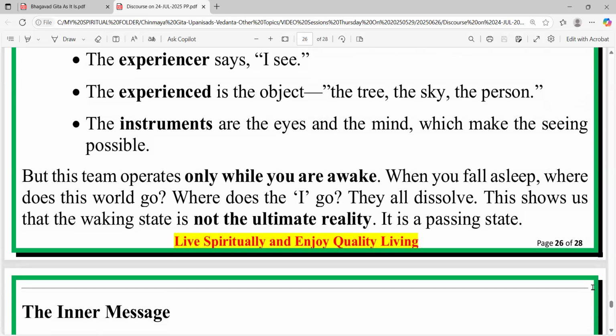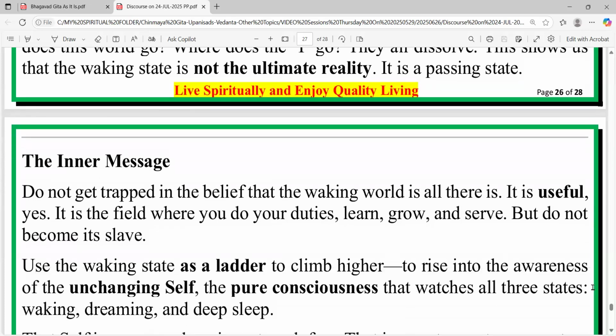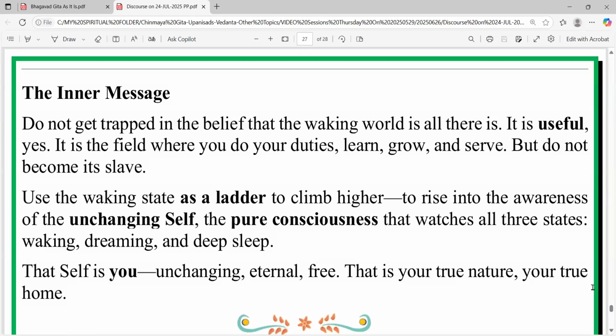But this team operates only while you are awake. When you fall asleep, where does this world go? Where does the I go? They all dissolve. This shows us that the waking state is not the ultimate reality. It is a passing state. Therefore, do not get trapped in the belief that the waking world is all there is. It is useful, no doubt on that. It is the field where you do your duties, learn, grow, and serve, but do not become its slave.